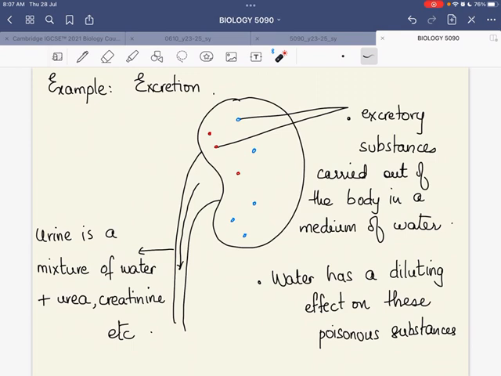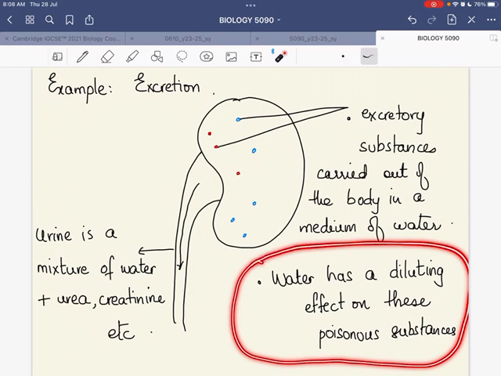So I have shown these excretory substances in the form of these red and blue dots. Different excretory substances are made inside the kidney, but since they are in the molecular form, they need some medium so that they can be dissolved in that medium and expelled out of the body, and that medium is water. Not only does water act as a medium in order to rid the body of these excretory substances, but water also has a diluting effect on these poisonous substances, because if these poisonous substances were not diluted in water, they would have caused harm to your body.